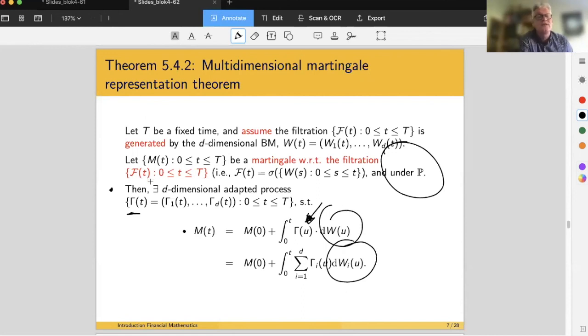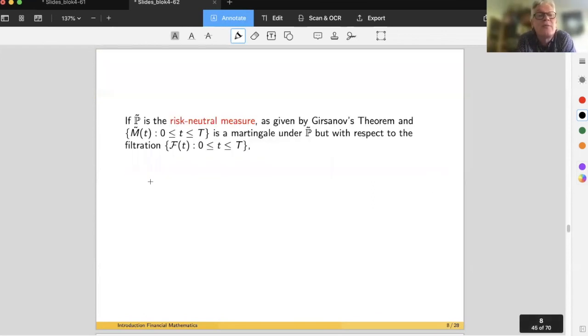And dWu and dWiu, it's under measure P with this filtration. And we also want to have a similar thing under measure P tilde, under the risk neutral measure. So if P tilde is the risk neutral measure, given by Girsanov's theorem, and the fact that M tilde t is a martingale under P tilde, but with respect to the filtration Ft, not yet F tilde t. And that was that little technical issue.